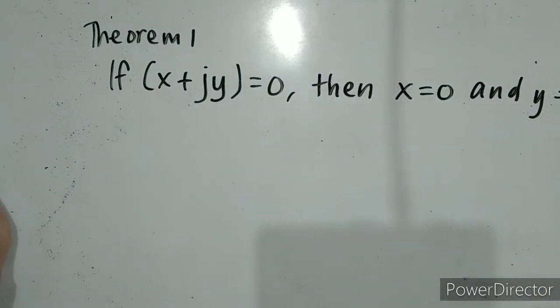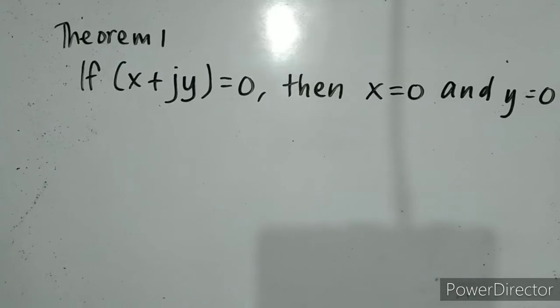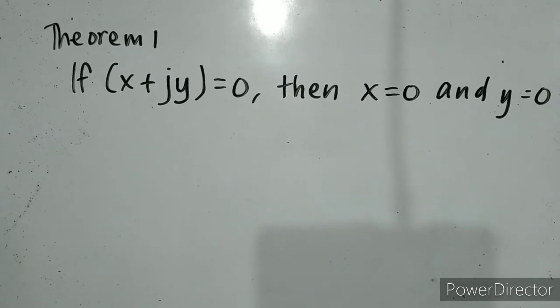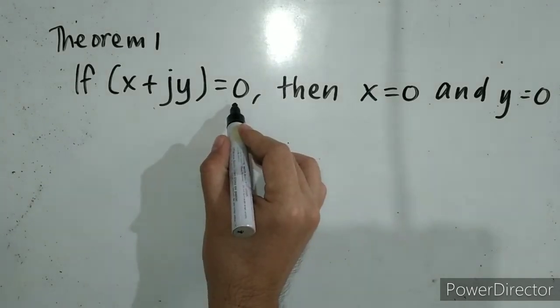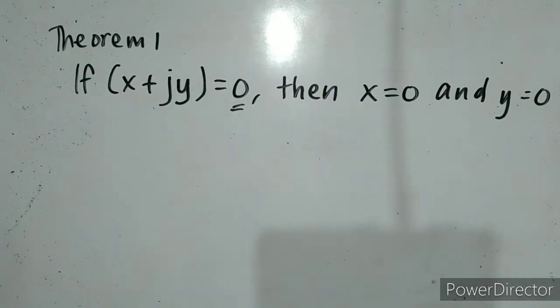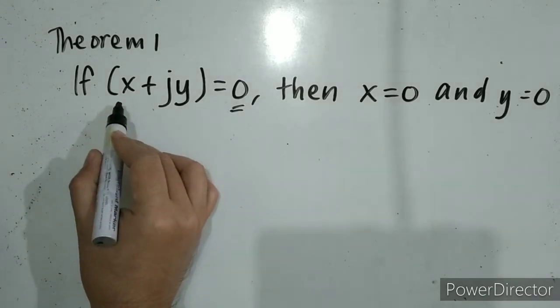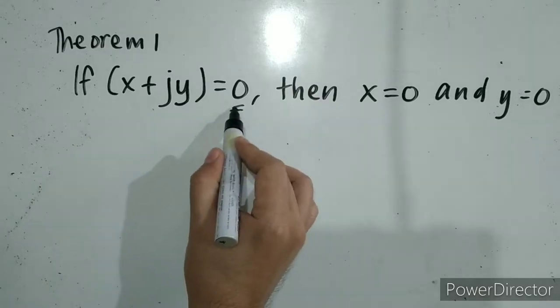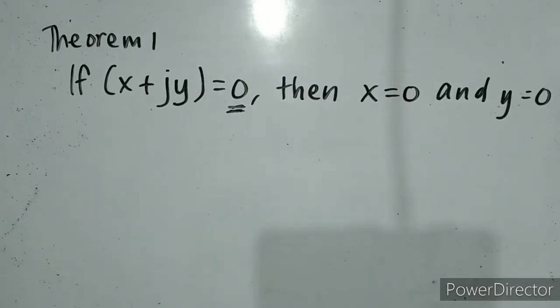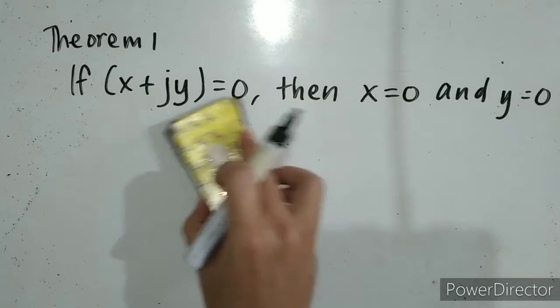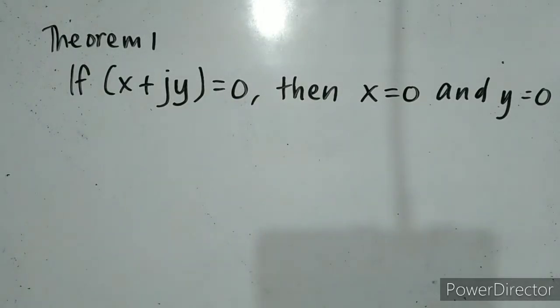Because if both are not equal to 0, then this would not be equal to 0, because a number added to 0 is that number. And if that number is not equal to 0, then we would not be getting a 0 here as the sum. Okay, so we will use this theorem to solve some problems.